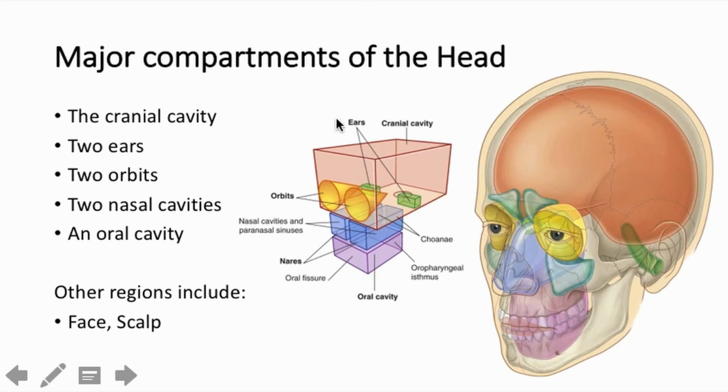Other regions that are not included in these compartments, but are other important regions of the head, are the face and the scalp, which are kind of a no-brainer, no pun intended. The face is here, the scalp is here, and we'll cover those separately.